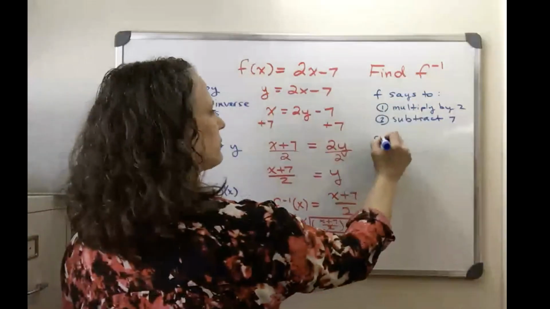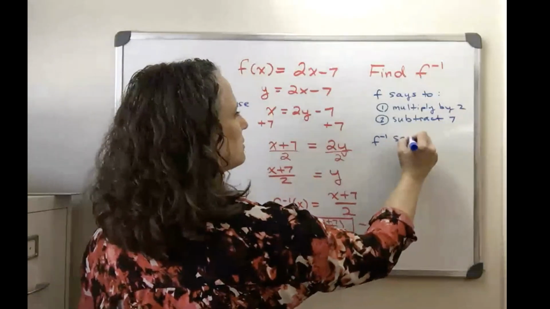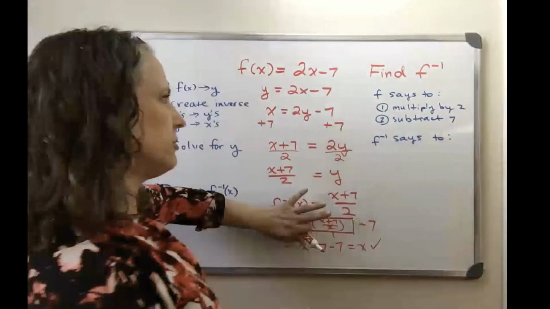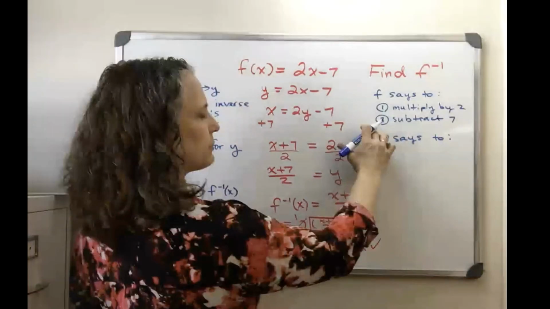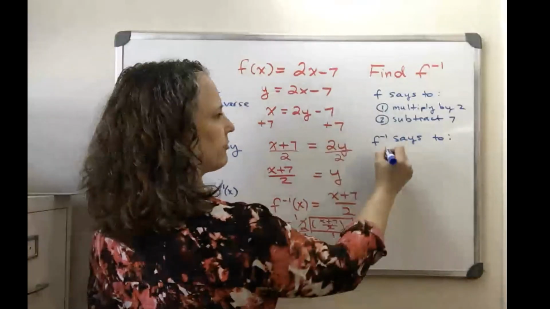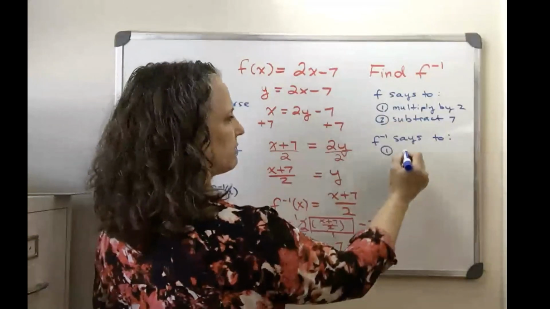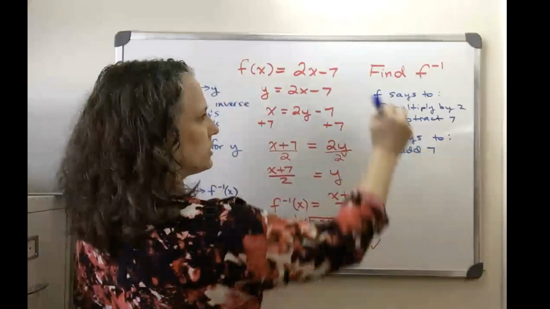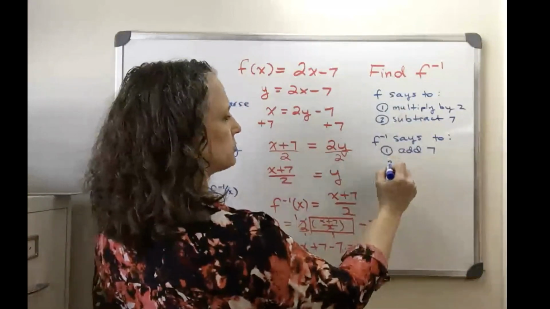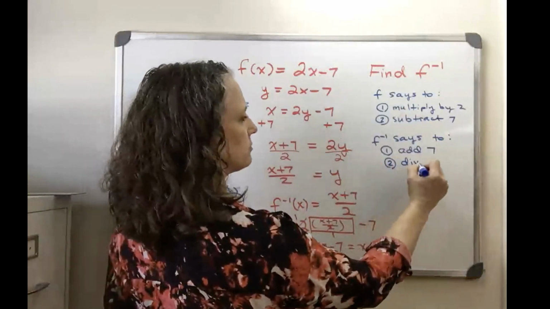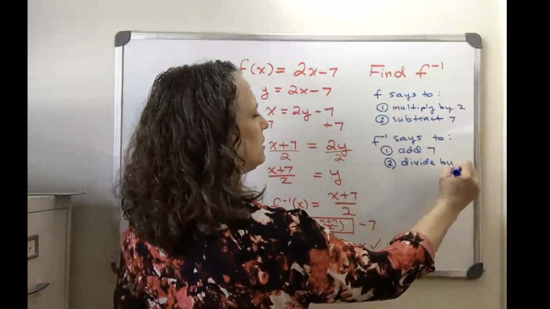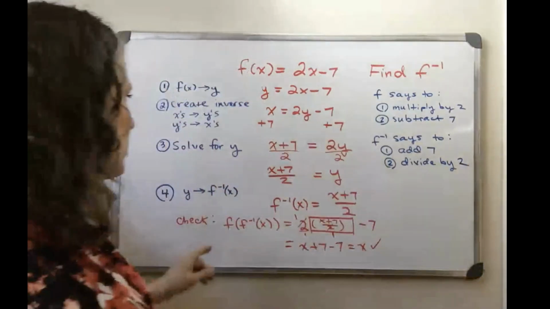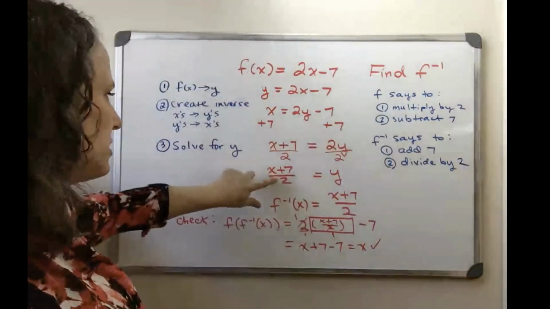So f inverse says to, without looking at my equation over here, do the opposite operation in the opposite order. So first of all, I'm going to do the opposite of subtracting 7, which is add 7. And then I'm going to do the opposite of multiplying by 2, which is dividing by 2. And I'm taking the answer from the first step and dividing the whole thing by 2. So that's what I have here. I say add 7 and then divide the answer by 2.